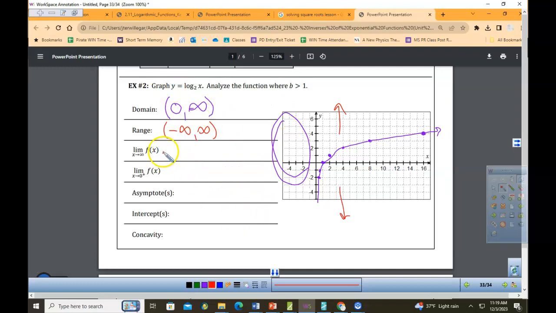So now what's my limit of f of x as I go to infinity? As I go to the right, I will keep going up to infinity, right?